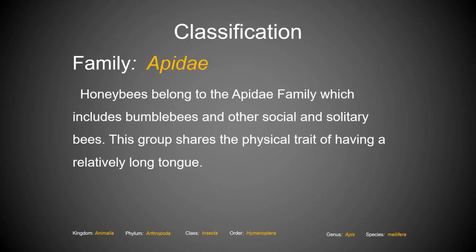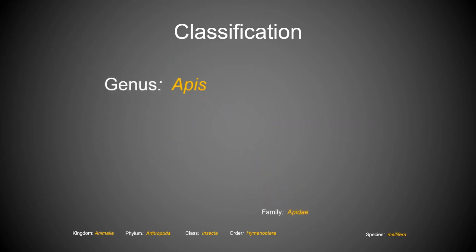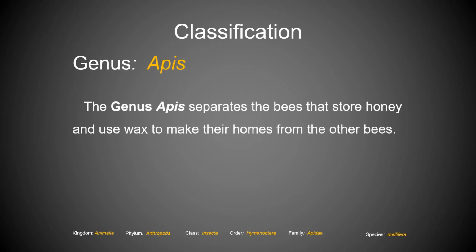Honeybees belong to the Apidae family, which includes bumblebees and other social and solitary bees. This group share the physical trait of having a relatively long tongue. The genus Apis separates the bees that store honey and use wax to make their homes from the other bees.